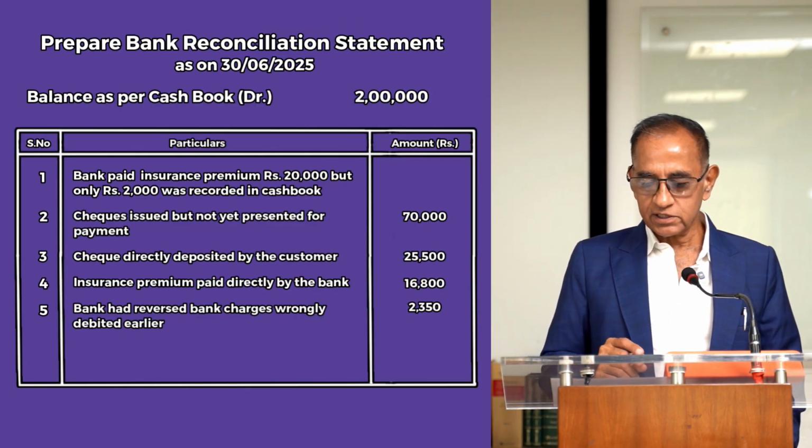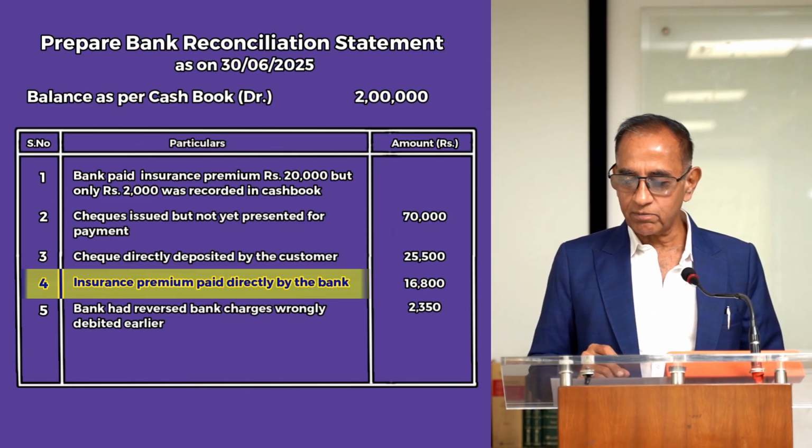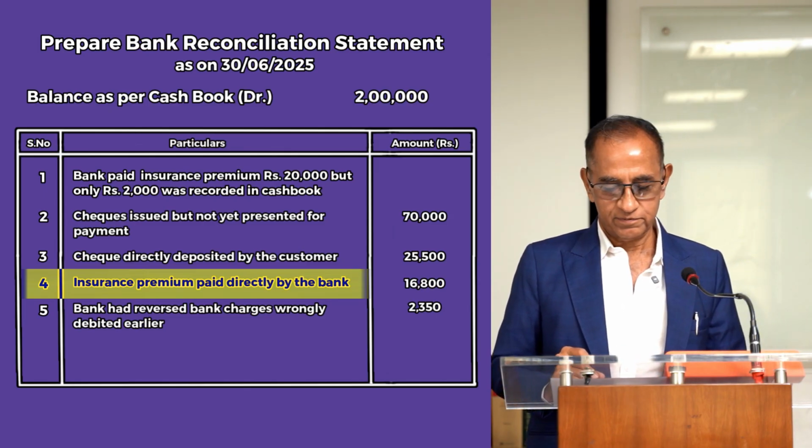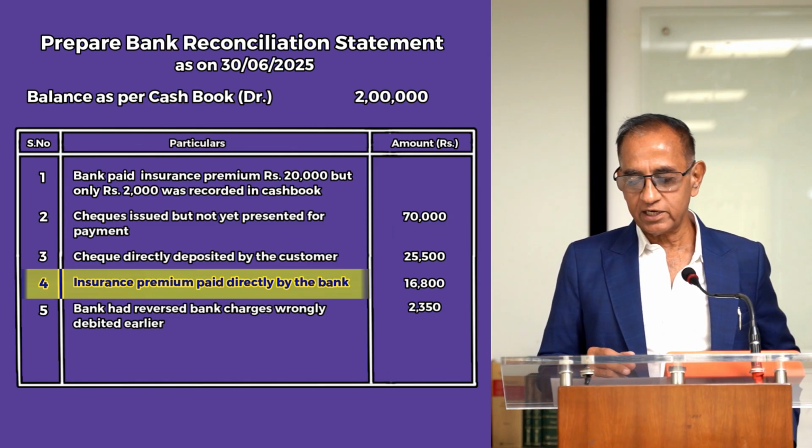Fourth difference is insurance premium paid directly by the bank 16,800. Now insurance premium has been paid directly by the bank.